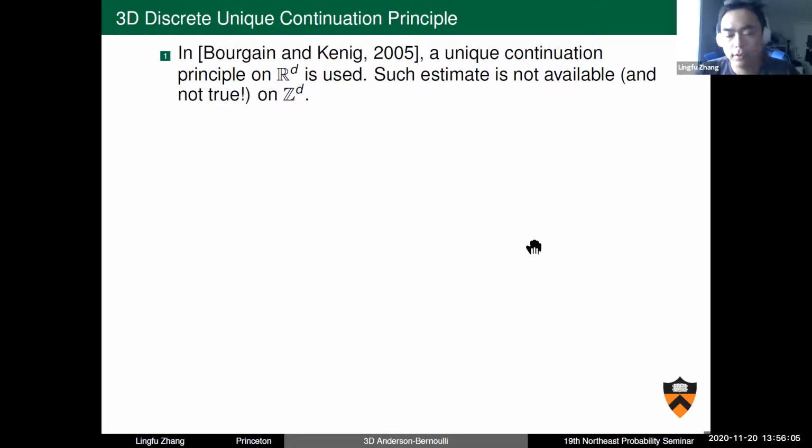A simplified version would be the classical unique continuation principle: you have a harmonic function in R^d, and if your harmonic function is 0 on some open set, then it must be 0 everywhere. Okay, that's for the continuous space. But such an analog is not true for the discrete lattice. For example, in a 3D lattice, Z^3, you can cook up a harmonic function which is supported only on a 2-dimensional lattice and is 0 everywhere else. So it means that being 0 in most of the places does not mean that this harmonic function is identically 0.